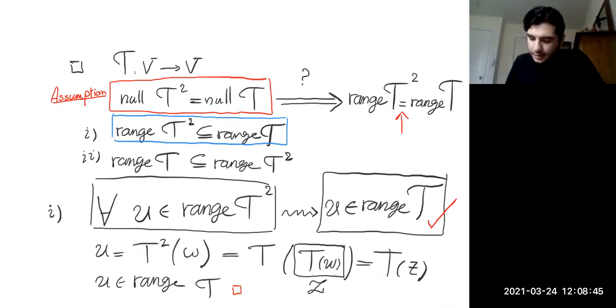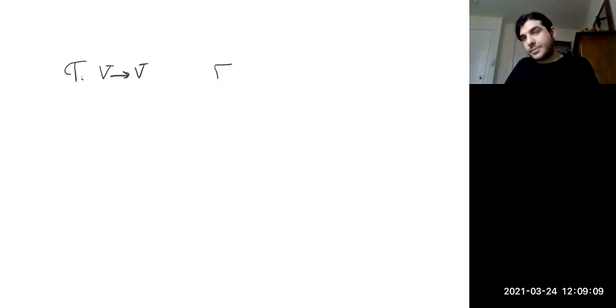Okay. So that was the first question in the homework, and the second question was, well, I would just write down the second question. The second question was slightly similar. Again, we have a linear map from V to itself. V is a vector space over a field F, whose characteristic is not equal to 2. So characteristic of F is not equal to 2.